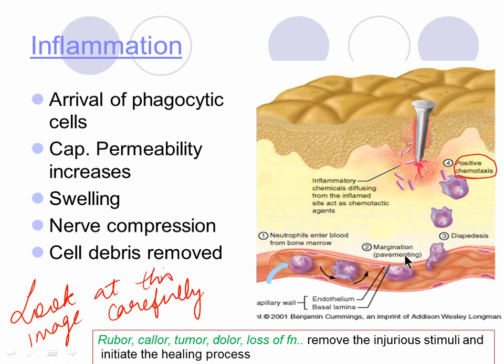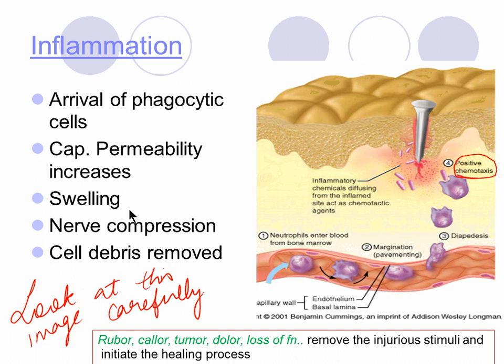Now, because fluid has seeped out, that area gets swollen. You've all noticed, if you had something bite you, that area gets raised. It's red in color, feels a little warm. It's swollen. You might feel pain, right? So, because the capillary permeability increases, fluid seeps out. That causes swelling. Because of the swelling, the nerves could get compressed, and that causes pain.